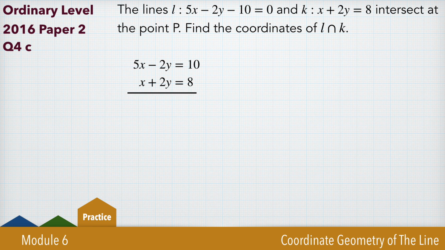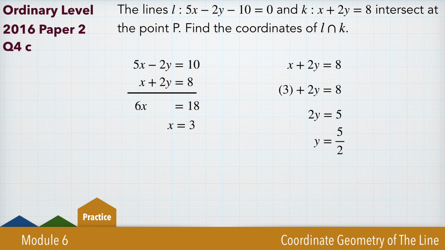This gives us an equation which can be solved for x. The x value of 3 is now substituted into one of the original equations. This equation can now be solved for y. The coordinate of the point of intersection P is (3, 5/2).